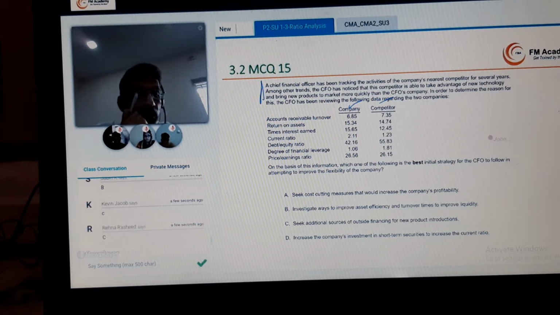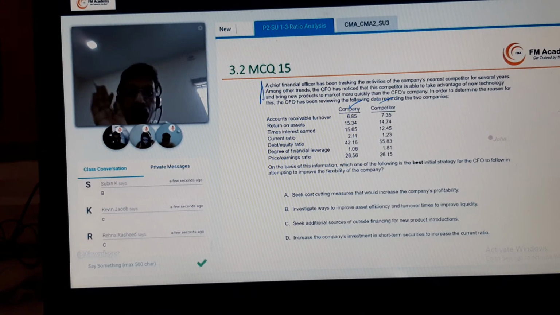Okay, Kevin got C. So please stop doing it. Listen to me. Seek cost cutting measures that would increase the company's profitability. First of all, look at the profitability ratios here. You have return on asset. You are 15.34 compared to competitor 14.74. So you don't have an issue with profitability.